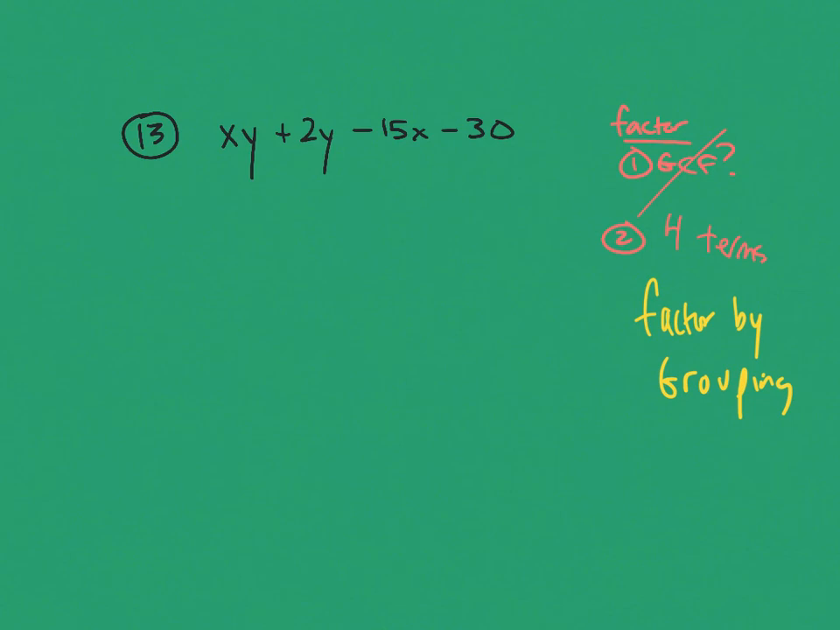Factor by grouping. So if we group the first two, hopefully you notice we can take out a y. If we group the second pair, we can take out a 15. 15 is a factor of both of those. And then also we can take out a negative. So go ahead and do that. And take out y.